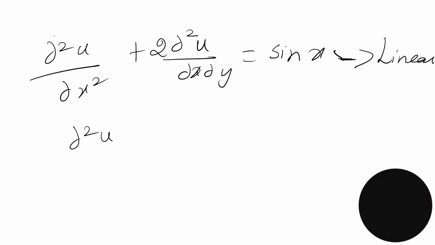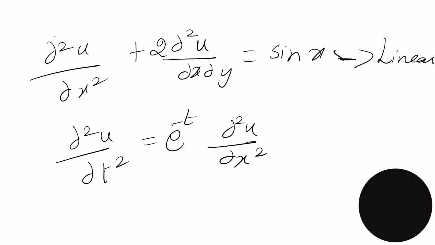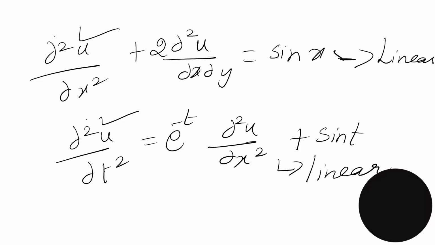And also one more linear equation: dou square u by dou t square equal to e power minus t dou square u by dou x square plus sin t. This is also a linear equation, of order 2. Thank you.